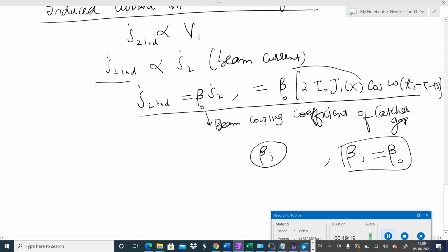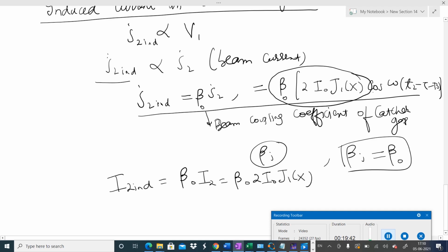What is its maximum magnitude? The magnitude of the fundamental component of current induced in the catcher cavity will be beta naught I2, that is beta naught times 2 I naught J1 of x. We are averaging it over the cosine, over time, and this is the magnitude of the induced current.